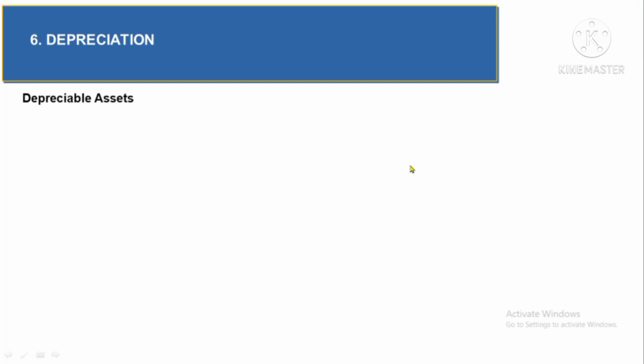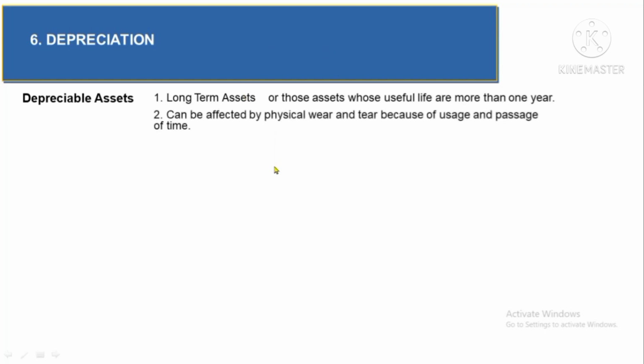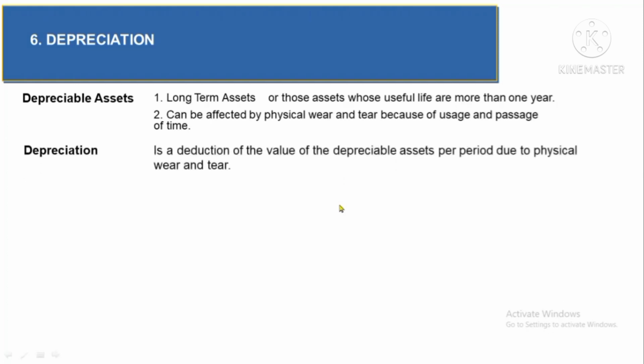Depreciation is related to depreciable assets. What are these depreciable assets? These are long-term assets, or simply stated, these are assets whose useful lives are more than 1 year, or they can be used for more than 1 year. Not only that, these long-term assets must also be affected by physical wear and tear due to passage of time or continuous usage. So long-term assets like land are not subject to depreciation. So what is depreciation? It is a deduction of the value of the depreciable assets per period due to physical wear and tear. And how can it be computed?